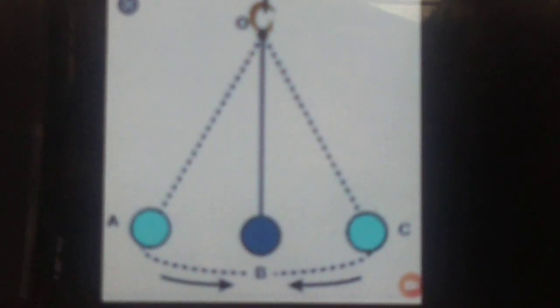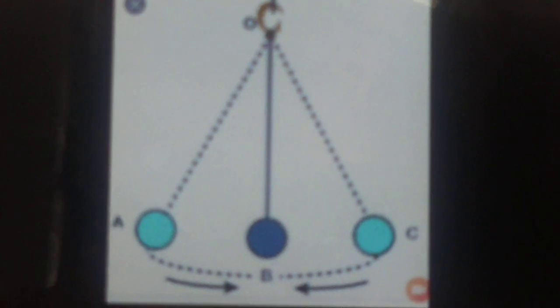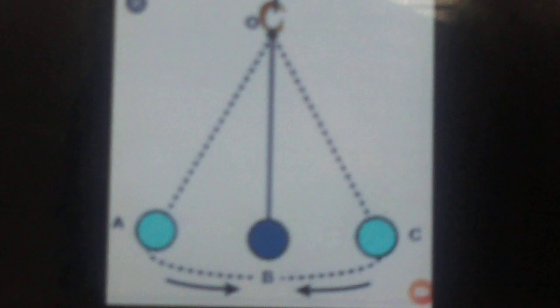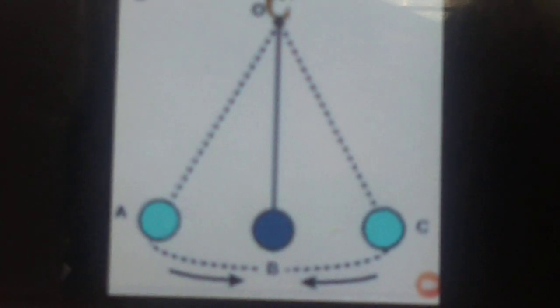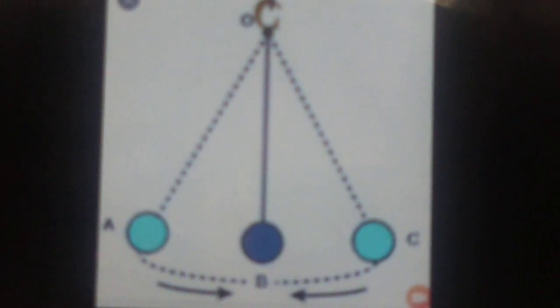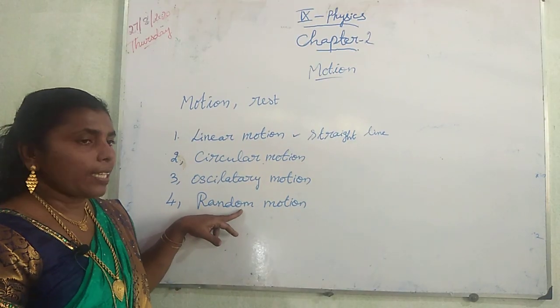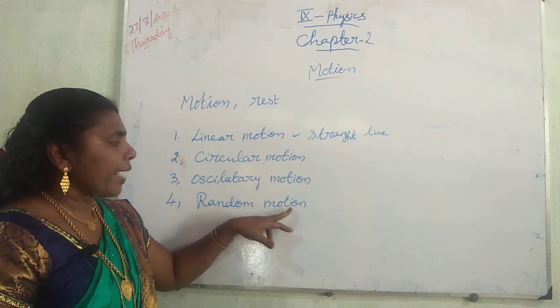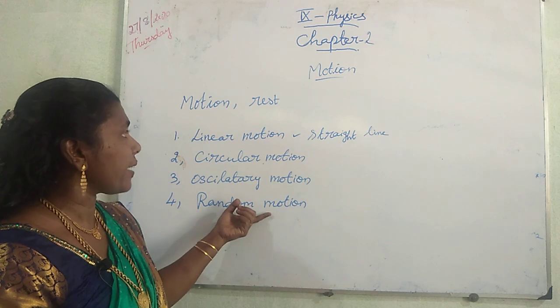Next one, oscillatory motion. Look at the picture. The repetitive to and fro motion is called oscillatory motion. The last one is random motion. In random motion, the body moves randomly.